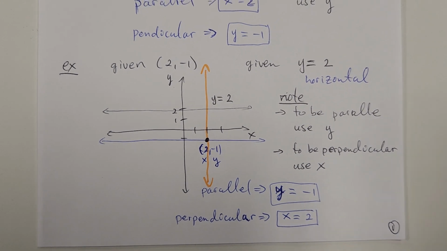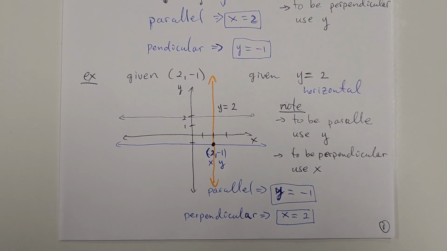Okay, so this is part 1 to find parallel and perpendicular line.